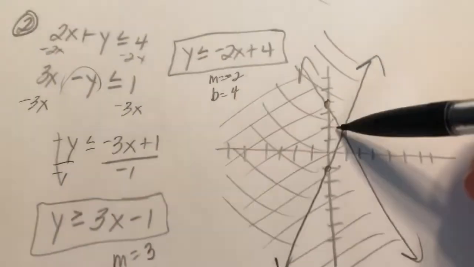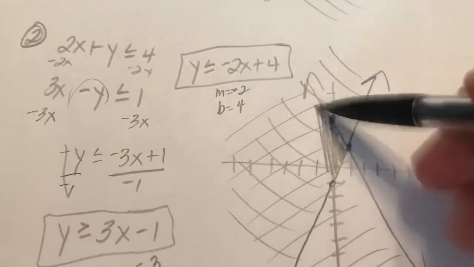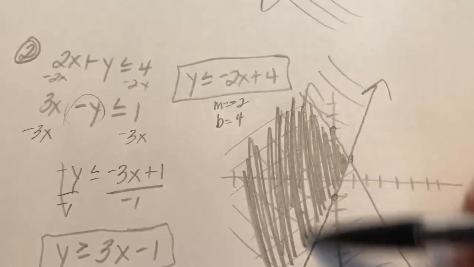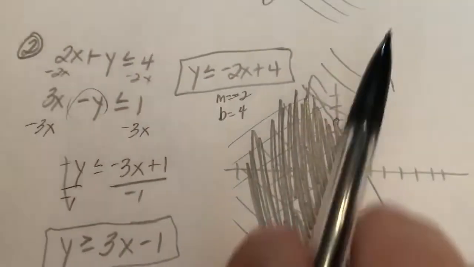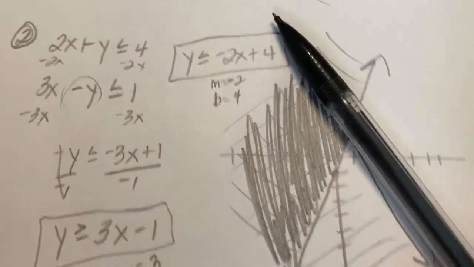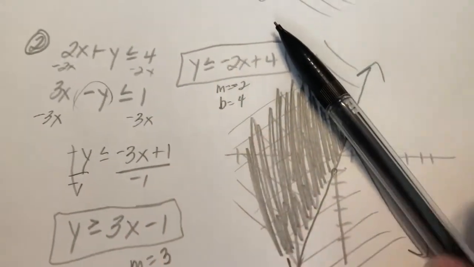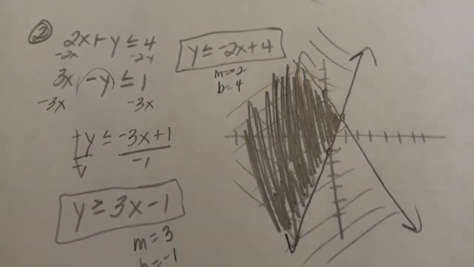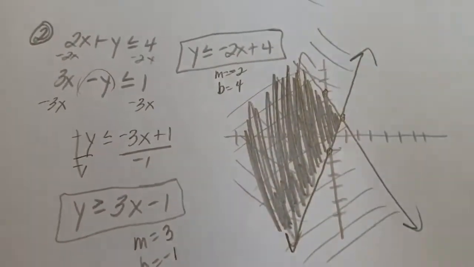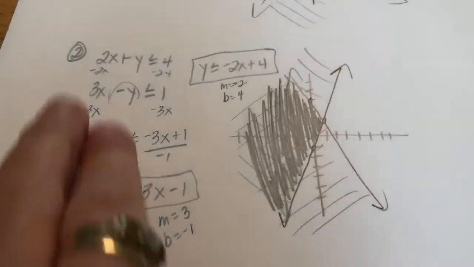So again, where the two overlap, I need to see it darkened in. And yes, I need to see all this shading. I need to see where you shaded for this line, and where you shade for this line, and then I need it darkened in between. I don't want to just see the darkened in area. I want to see all the shading and all the shading, so I can make sure that you are shading correctly, okay?